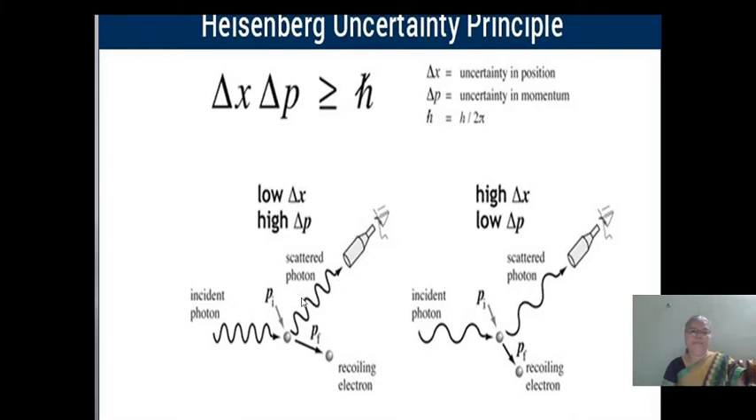And if delta x is low, that means if we have low uncertainty in the determination of position, then the uncertainty in the determination of momentum is maximum, and vice versa. It is shown in this diagram.